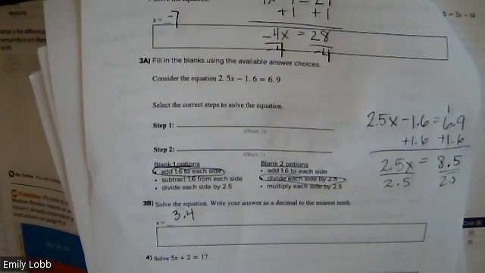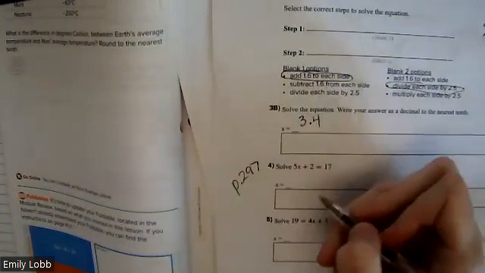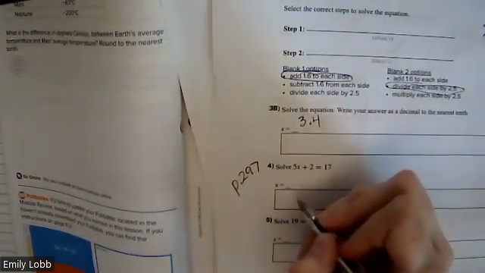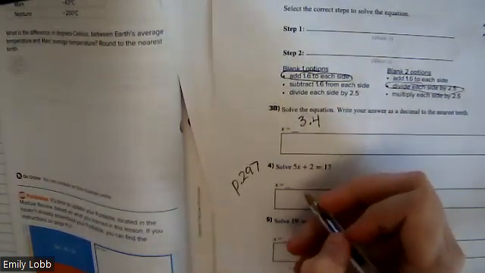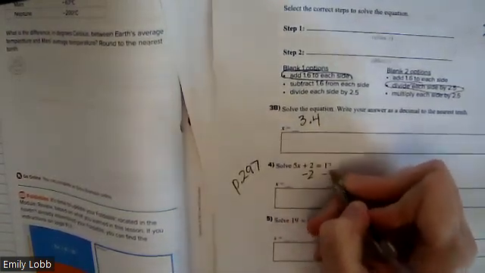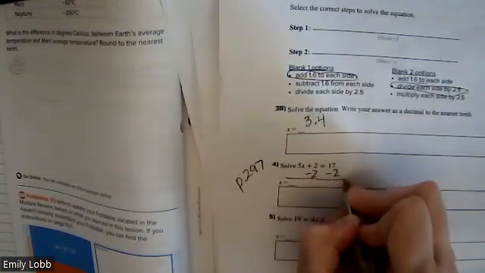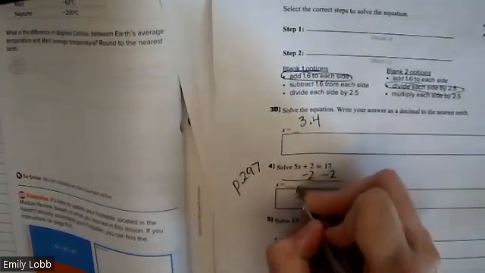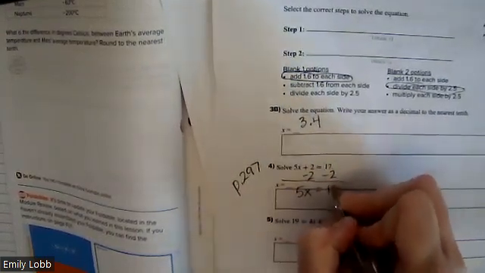All right. So these next ones were one you should have already done. So we're going to go over them pretty quickly. These are the same as page 297. So let's go over them for review. How do I get rid of adding 2? Yes, subtract 2. Whatever I do to one side, I have to do to the other side of the equal sign. So I have 5x equals 15.